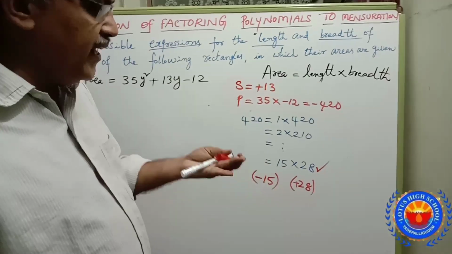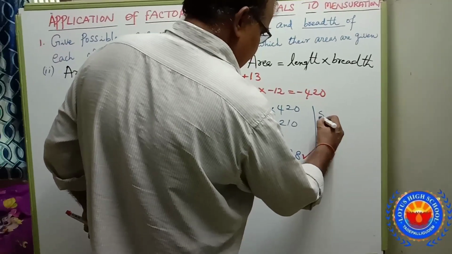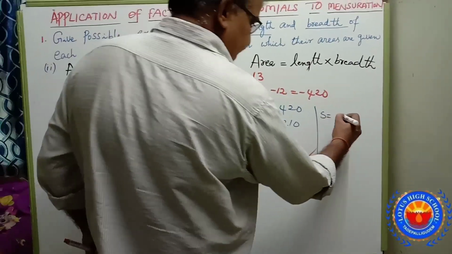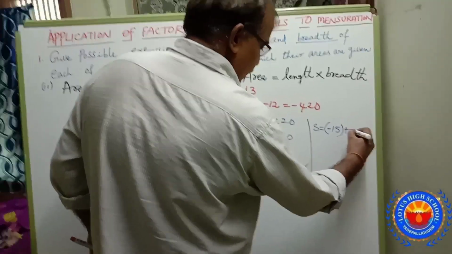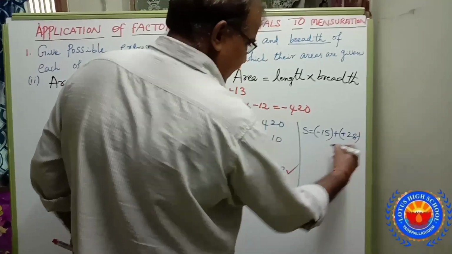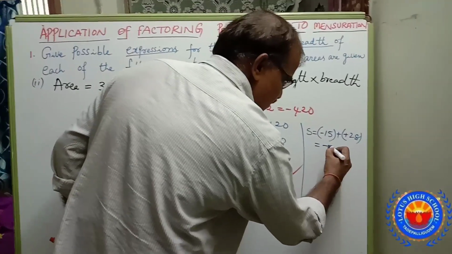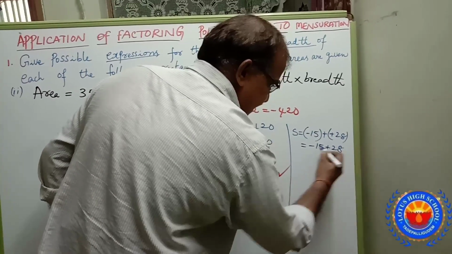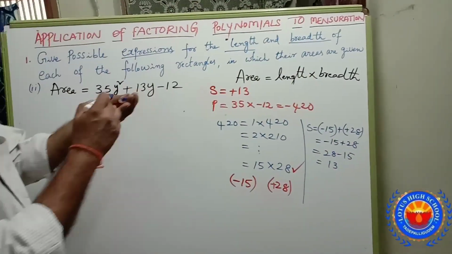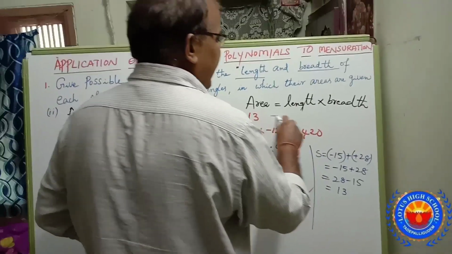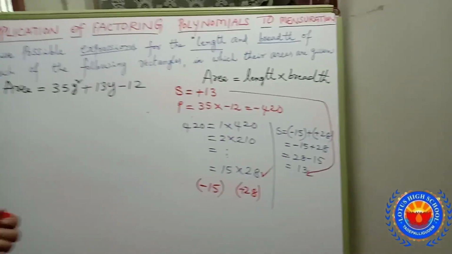So if you add these two numbers, sum is equal to minus 15 plus 28. Minus 15 plus 28 is nothing but 28 minus 15, that is nothing but 13. Yes, plus 13. Here also plus 13. Okay, now I go for product.